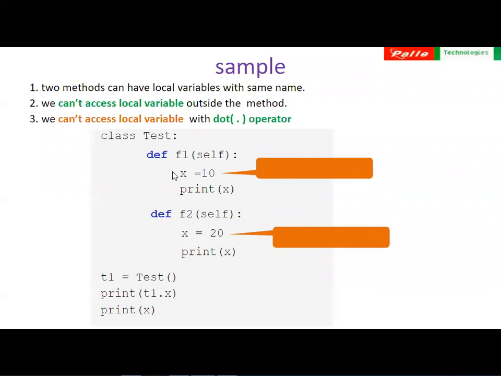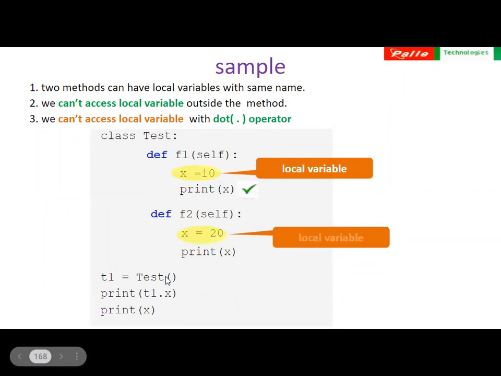This point I have mentioned here, right? We cannot access a local variable outside the method. This is the first point. We cannot access a local variable with dot. So what I'm trying to do here is write t1.x. Is it possible to access? No, it's not possible. Local variables I cannot access outside of their scope. I'm trying to access it outside the function. Is it possible? No. If I try to execute this code, it will give an error. So both are going to give an error.